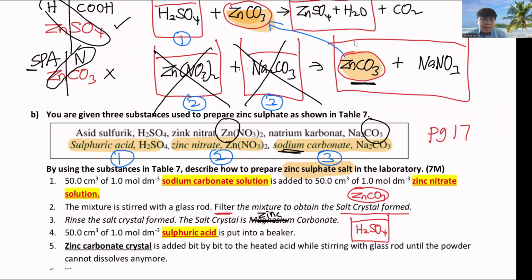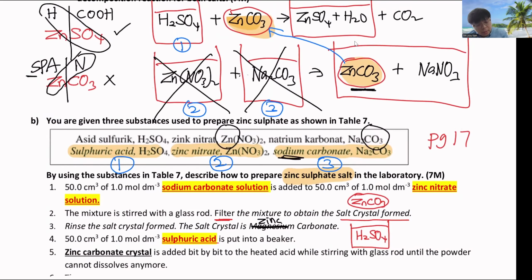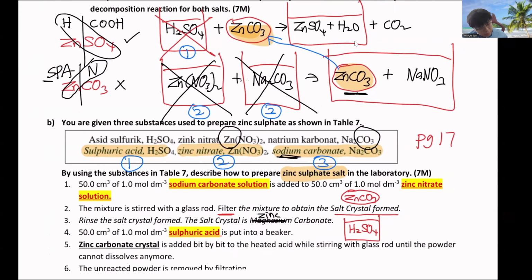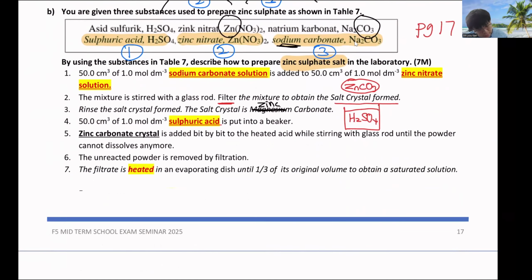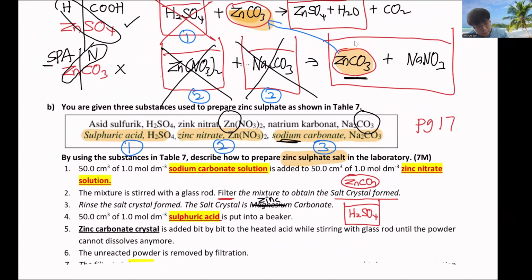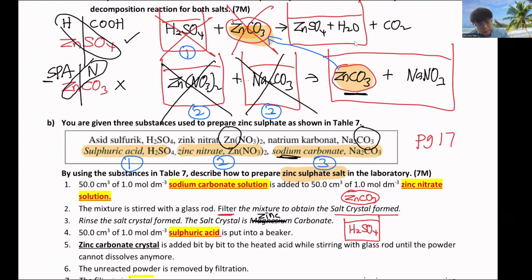Okay, so zinc carbonate powder is added bit by bit to the heated acid, while stirring with a glass rod until no longer dissolve. What is no longer dissolve? No longer dissolve means totally the sulfuric acid is gone. No more sulfuric acid. And until no more sulfuric acid, then how do you remove the zinc carbonate? You filter. Unreacted zinc carbonate is removed by filtration. So after filtration, no more zinc carbonate. Then left your pure zinc sulfate solution.